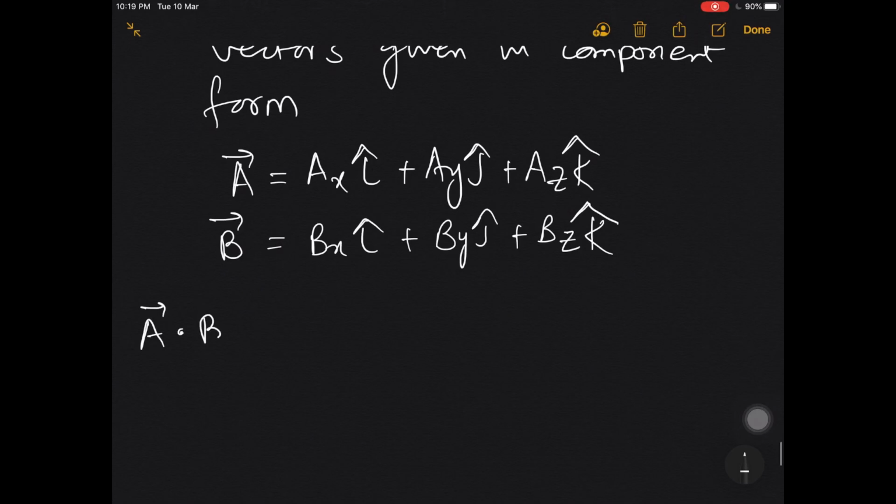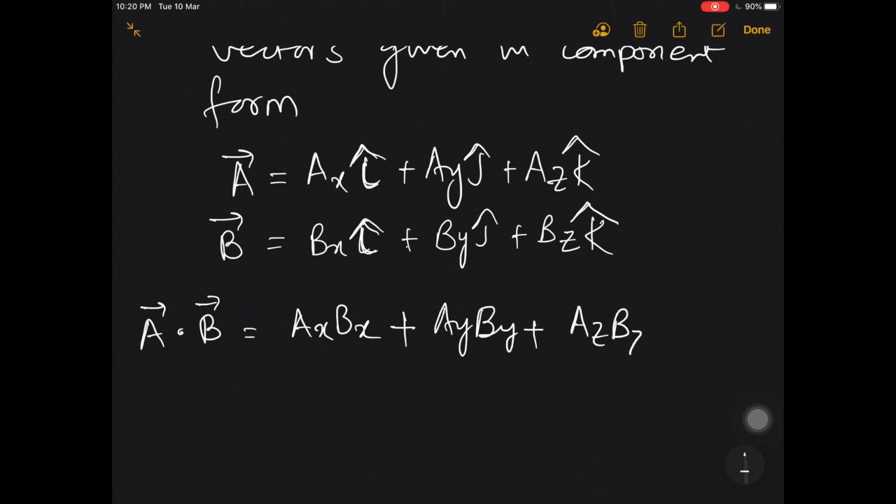Now the scalar product calculation is very easy. You simply multiply the components. You check the component along the x-axis of these two vectors, which is ax and bx, and simply take the product of these. Then plus ay by, which is the product of the j components. Then again plus az bz, the product of the z components.